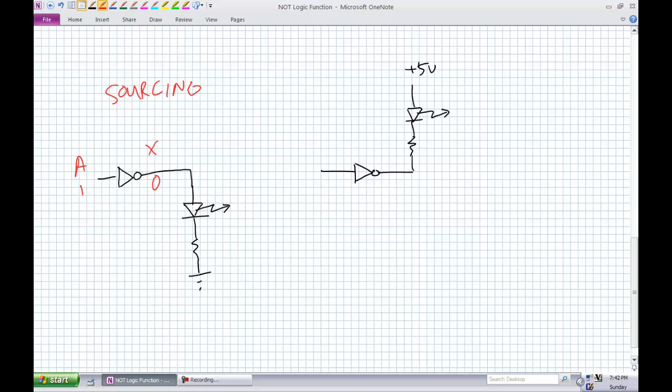What happens now? A is a 1. X output is a 0. 0 volts on this side, 0 volts on that side. Is there any potential difference? No, there's no lighting of the LED. This is a sourcing arrangement. I have not changed this arrangement, but the LED does not light when A is a 1. It does light when X is a 0. So it depends on which side of the NOT gate you're looking at. That's a sourcing arrangement. You can always put that LED in backwards too. There's 100 ways to do this thing wrong. By the way, what is an LED? How do you tell what's the anode and the cathode?